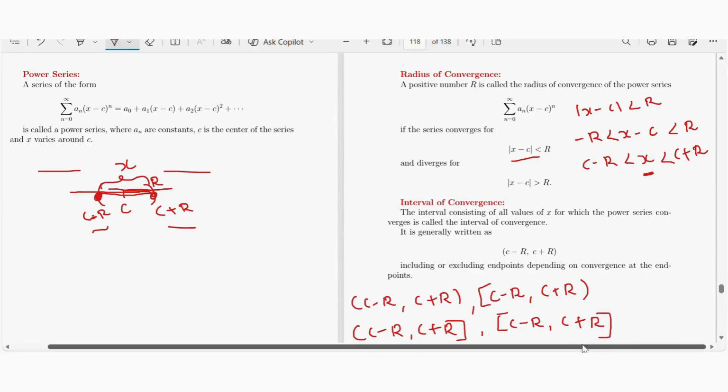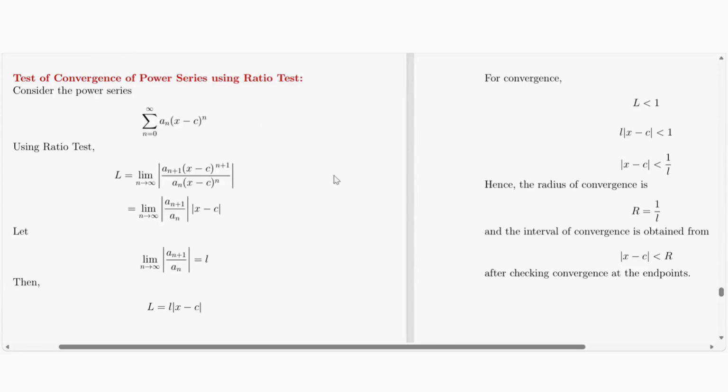So what does it mean? The series is convergent at the end points as well as all the interior points. So we have the possibility of having these 4 types of interval of convergence. The next is how to find the radius of convergence and interval of convergence for a power series.